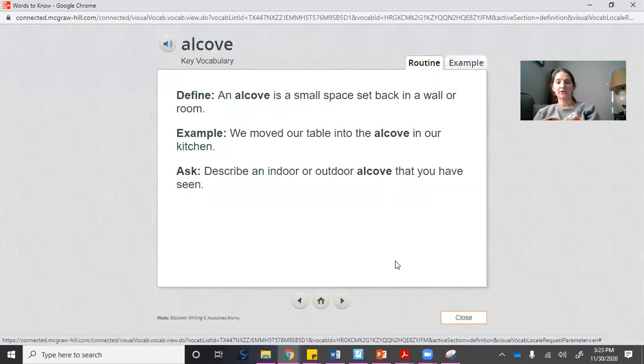All right, our first word is alcove. An alcove is a small space set back in a wall or room. So like if you go in Miss Christensen's old room, there is an alcove, so it's a small space that would be in the back.